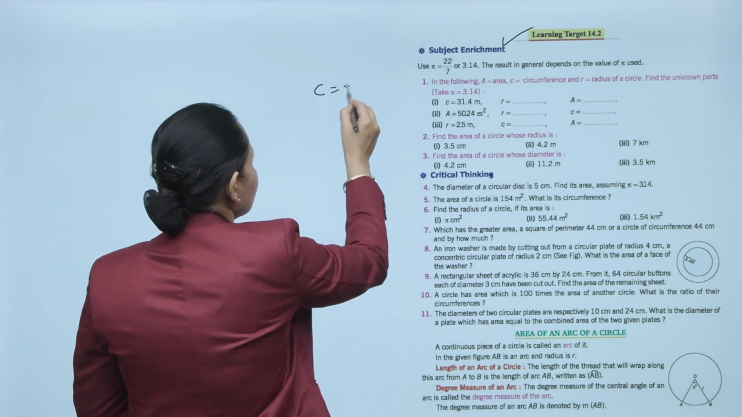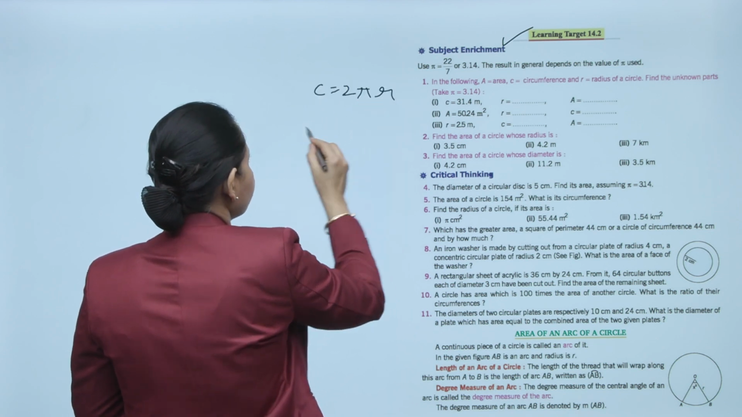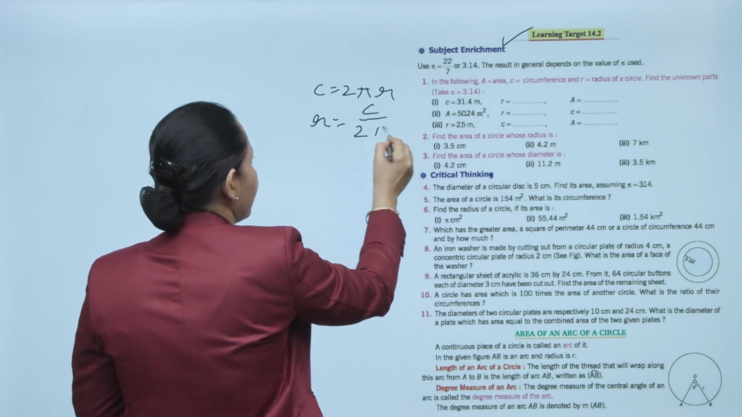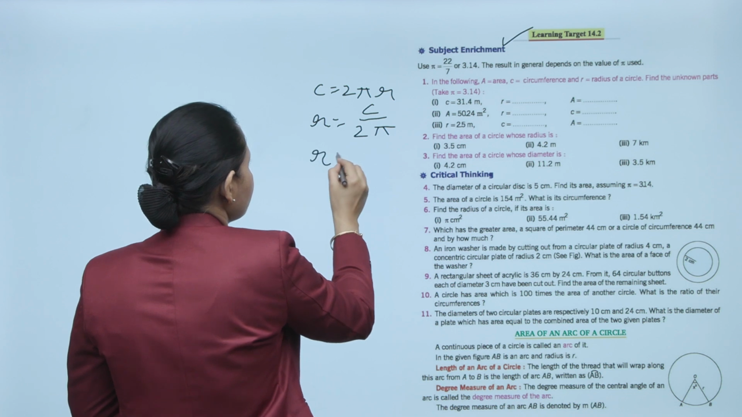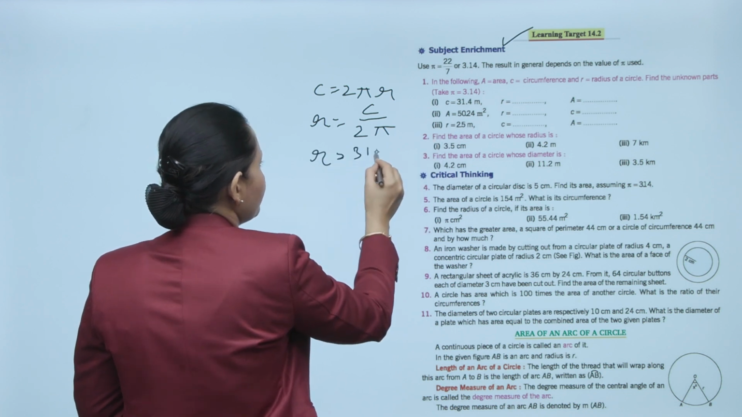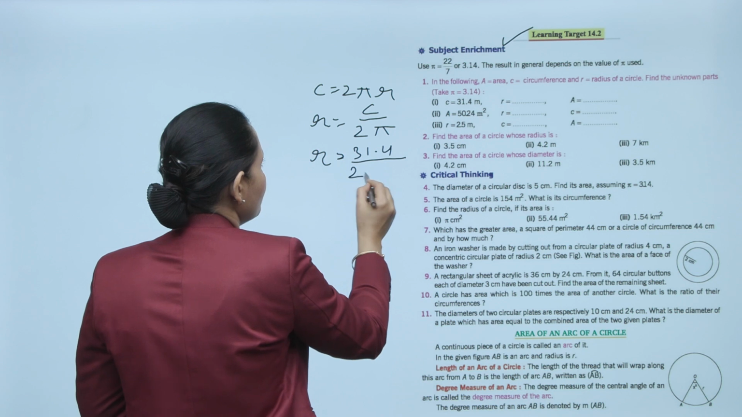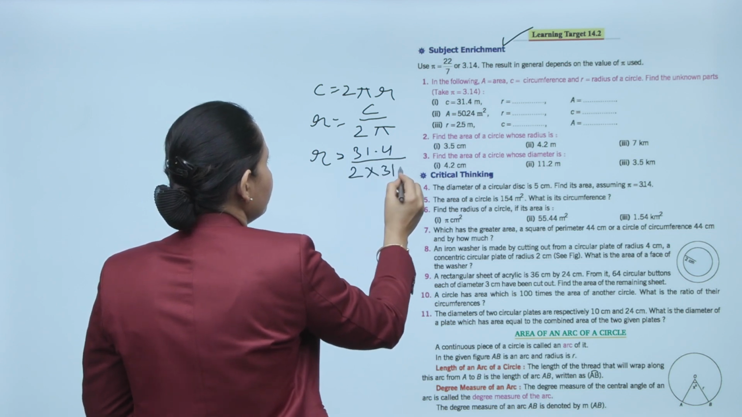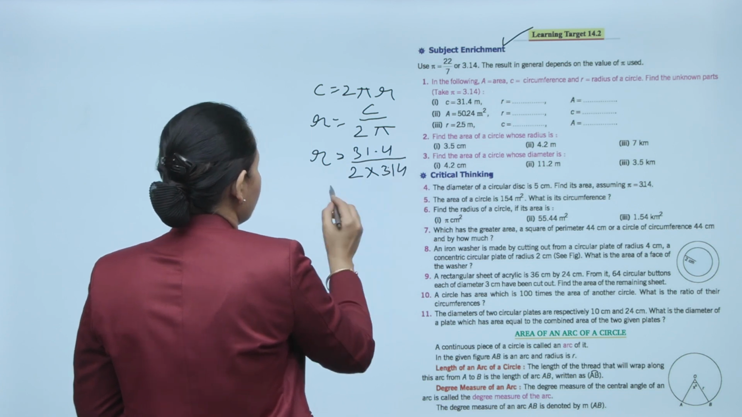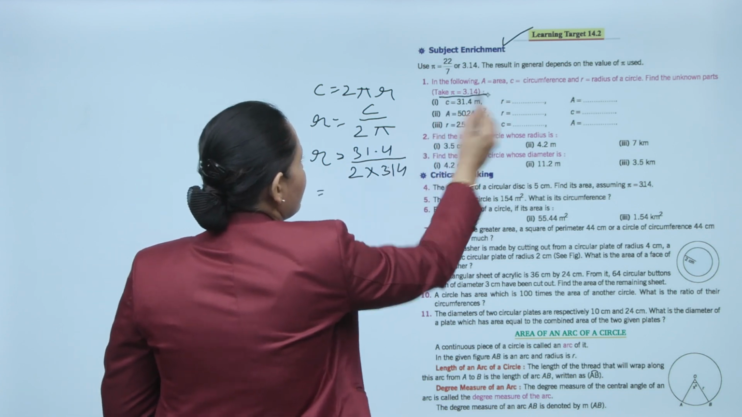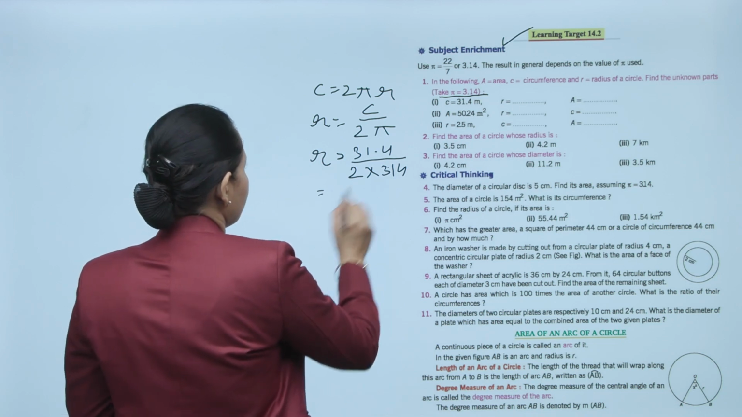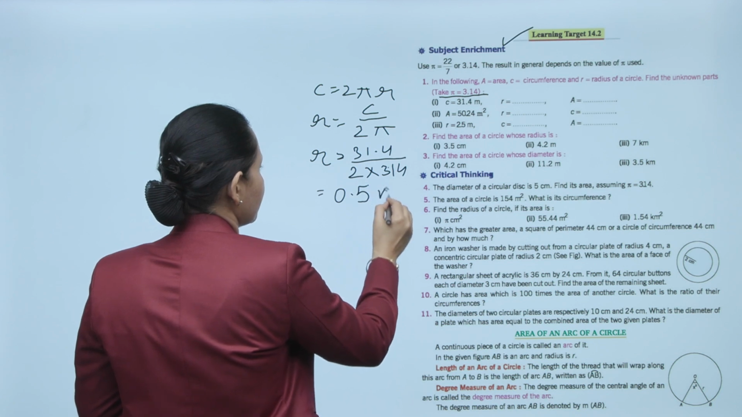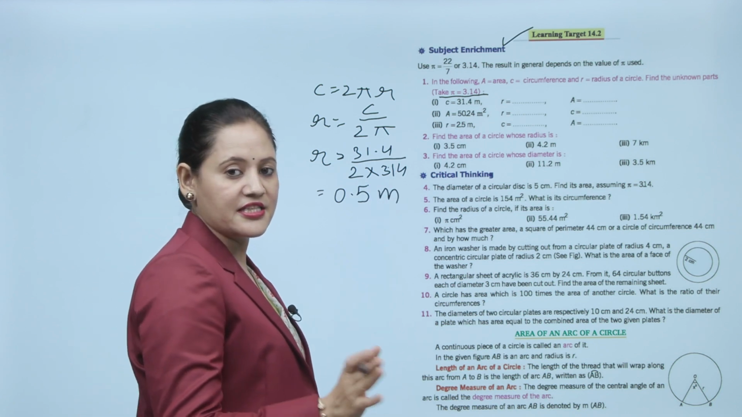C equals 2 pi r. R equals C upon 2 pi. R equals, C is given, 31.4 upon 2 multiplied by 3.14. We'll take the value of pi as 3.14. That is equal to 0.5 meter. Clear? That is the value of R.